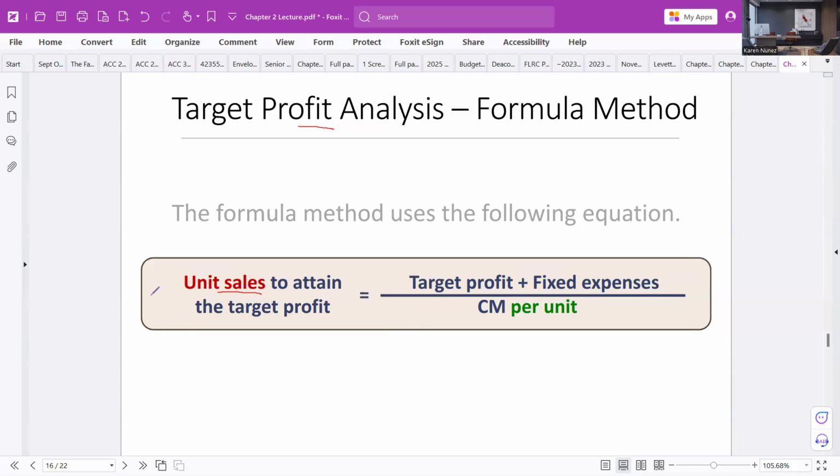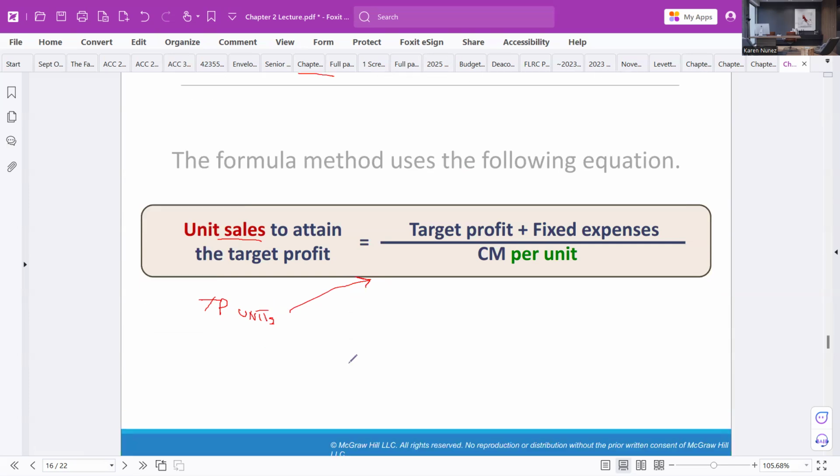So it's not break-even Q, I'm going to refer to this as TP, the target profit in units. We're given a profit target in dollars, and we want to determine the number of units that we have to sell in order to generate that target profit. It's a formula that allows us to calculate the number of units we need to sell to generate a certain profit target. And it's just the profit target in dollars plus the fixed expenses, divided by the contribution margin per unit.